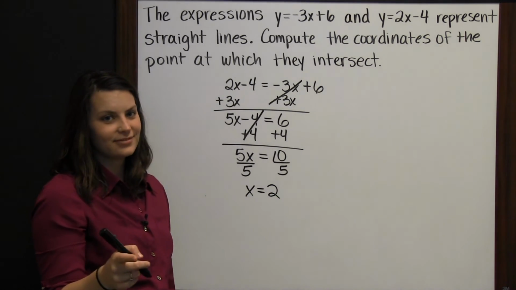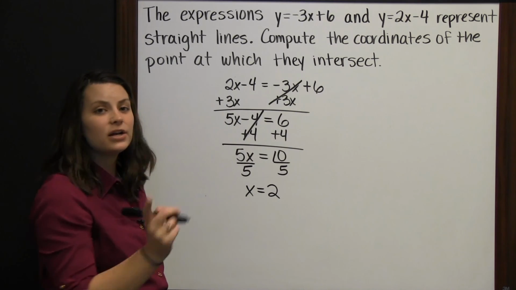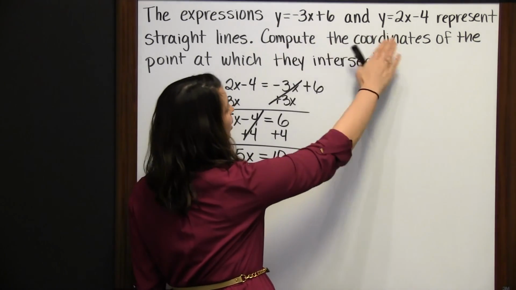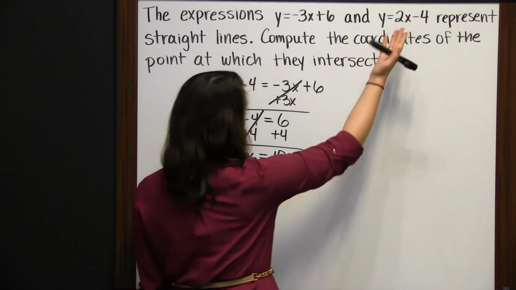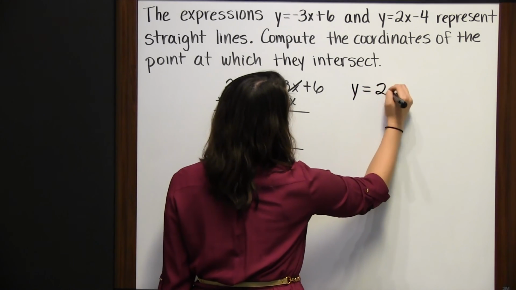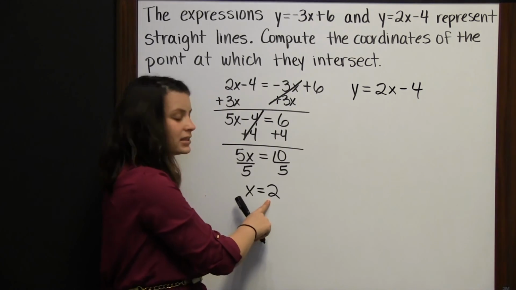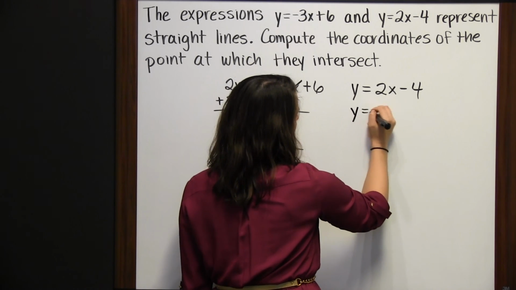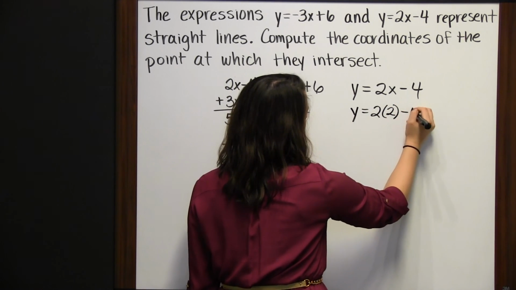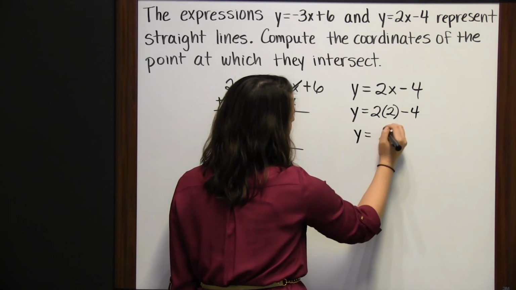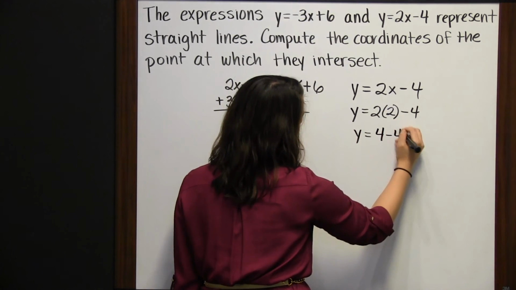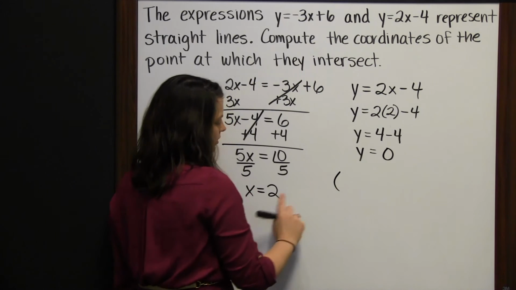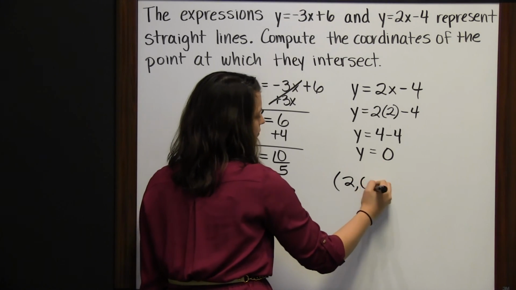We're halfway there now. We've found what x is. To find y, we need to substitute 2 for x in either one of these expressions. And I'm going to use the second one. Since x is 2, we need to replace x with 2 to find y. So y equals 2 times 2 minus 4. Y equals 2 times 2 is 4 minus 4. So y equals 0. Our ordered pair is 2, 0.